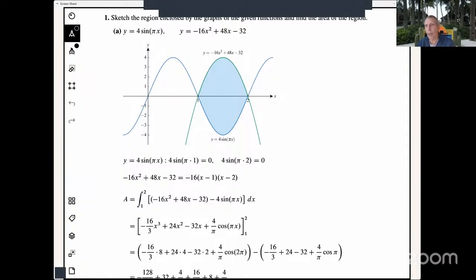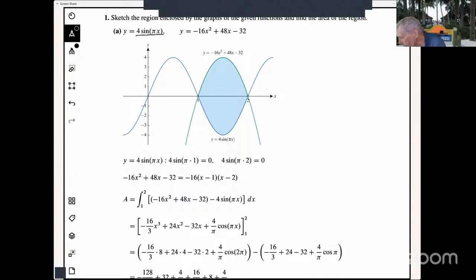So let's start out with kind of a classic problem where we want to take a look at a region bounded by the graphs of these two functions, and we want to find the area of the region bounded by those two graphs. First of all, we have a sine function over here. I think that has period, let me think about that for a second, 2 pi divided by pi. So it has a period of 2.